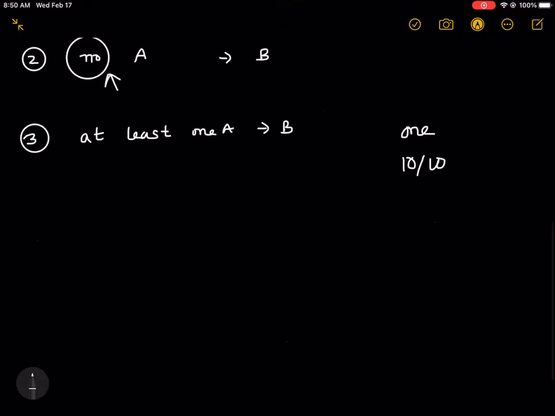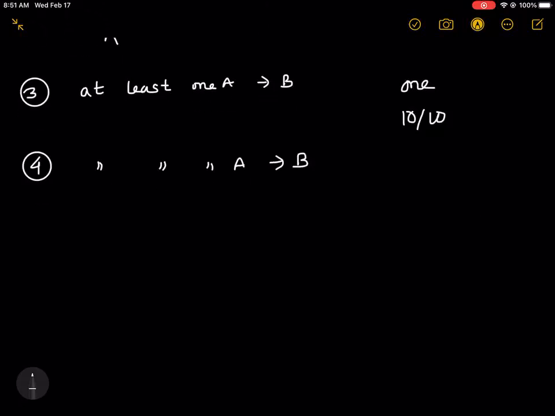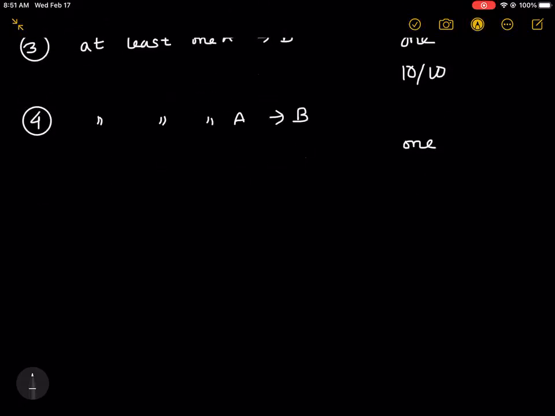The fourth one says at least one A is not B. Again, it's the vice versa, I guess, of 3. So now I'm saying, at least one student from this math 1000 will not get 10 out of 10. I'm saying there will be at least one student out of these 37 who will definitely get less than 10, whichever it is.